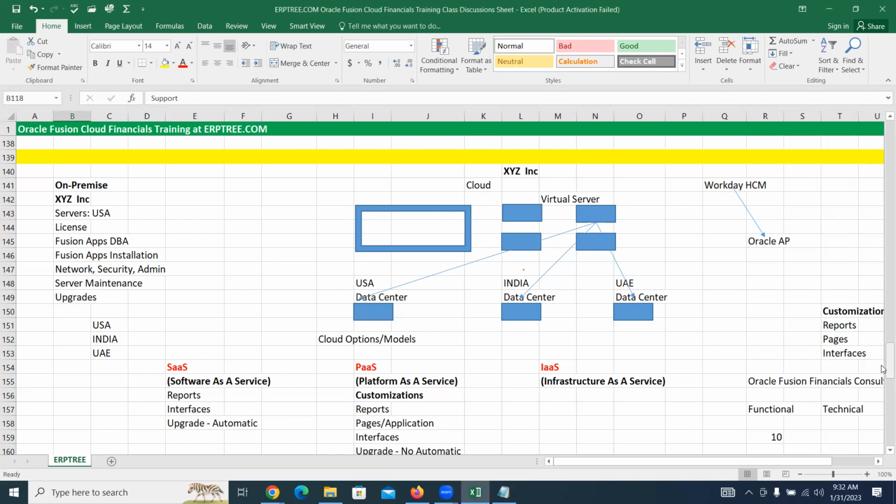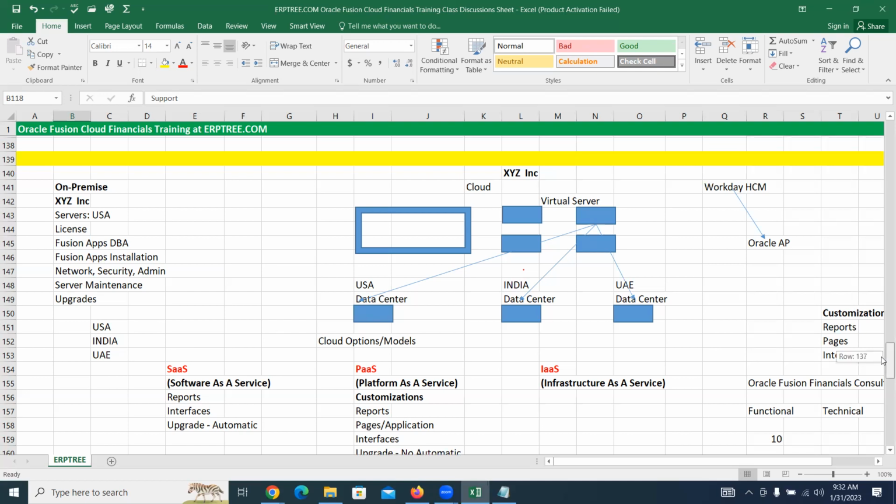I'll talk about the learning approach or strategy: what you have to adapt, what you have to understand, what you should not do. All this I'll explain maybe after 2-3 sessions.